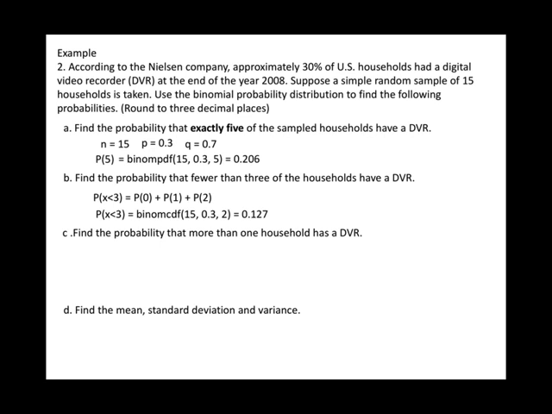Okay, C. Find the probability that more than one household has a DVR. So more than one. What is more than one? X strictly greater than 1, right? So we are looking for P of 2, P of 3 until P of 15. So this is not starting from 0, so we have to do 1 minus P of 0 and P of 1 here. So again, CDF, and then n, p, and then stop at 1. So cumulative from 0 to 1, so I put the 1 in here.